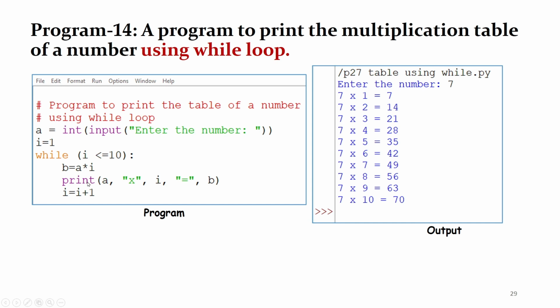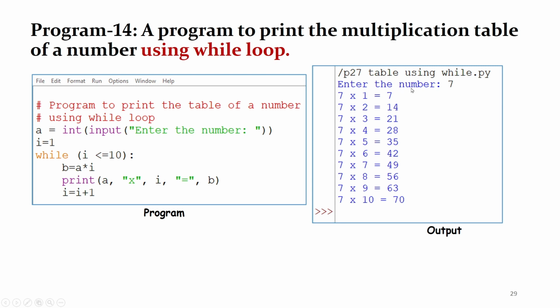Now we will print A, the multiplication sign, then the I, the counter value, then the equal to sign, and then the product between A and I, which is given in variable B. And I is equal to I plus 1. This is the incrementation, the updation. I value will be incremented by 1 here.